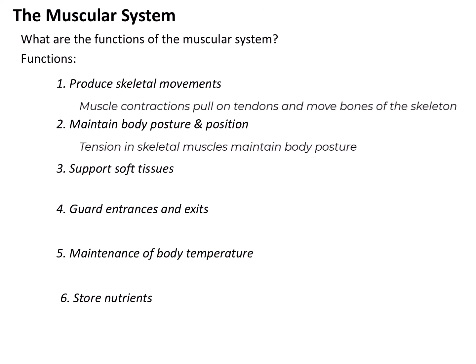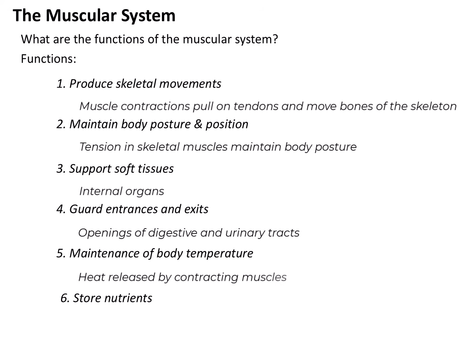Skeletal muscles support our soft internal organs and guard entrances and exits to the body. For example, the entry and exit points of the digestive system contain skeletal muscles that permit things to enter and exit. Skeletal muscle contraction helps to maintain the body temperature, such as shivering when you are cold. The heat from contracting muscles will help to warm you. And lastly, muscle tissue stores nutrients.